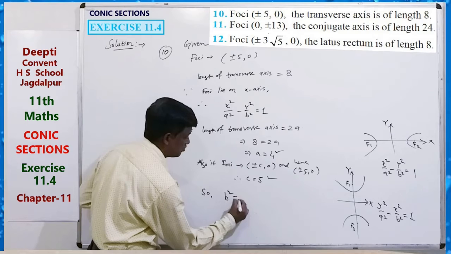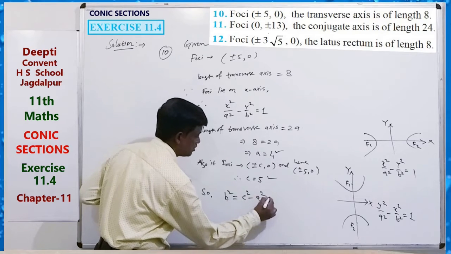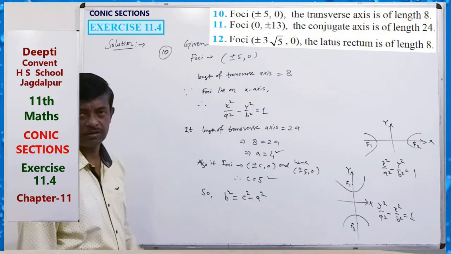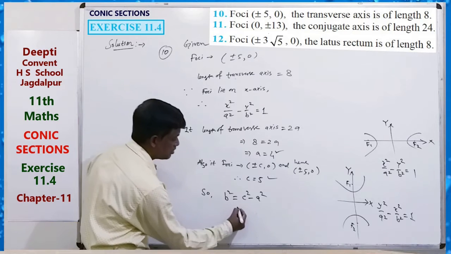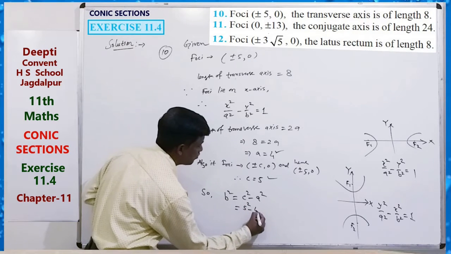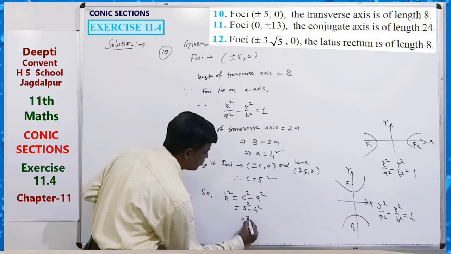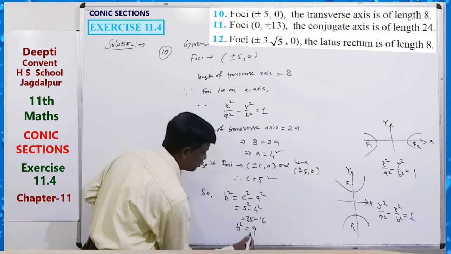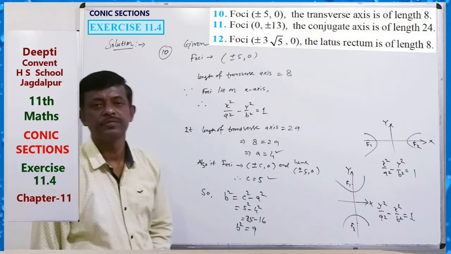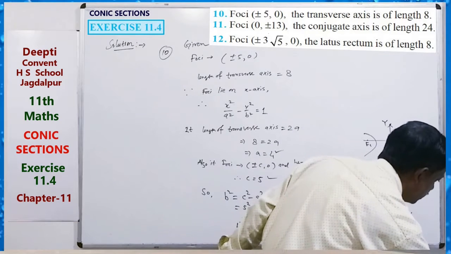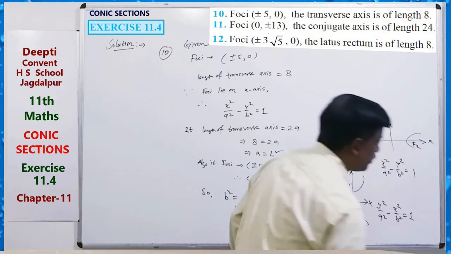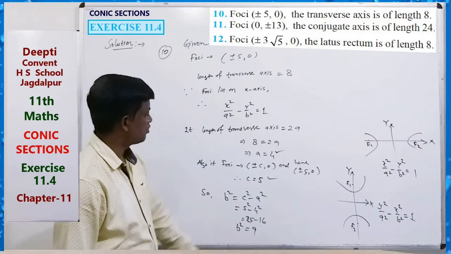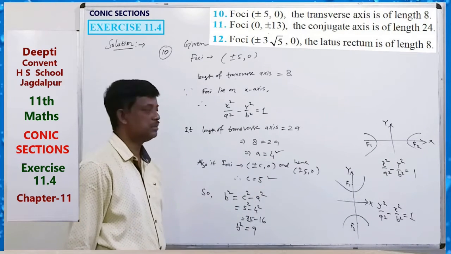B square equals C square minus A square, because A square plus B square equals C square for a hyperbola. So B square equals C square, which is 5 square minus 4 square, equals 25 minus 16 equals 9. So B square equals 9. So we get A square and B square. Clear? B square equals 9, A square equals 16.